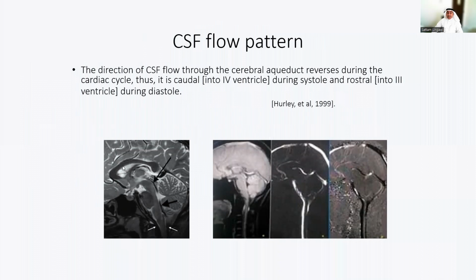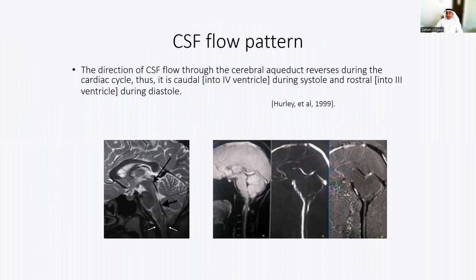Now, this movement is not a constant forward movement because it varies with the pulsation within the brain parenchyma and within the circle of Willis that corresponds to the cardiac cycle. So with systole, there is a forward movement of CSF from the ventricular system into the subarachnoid space. With diastole, there is a regressive movement, or a return of some of the CSF backward. So it's a to and fro movement.